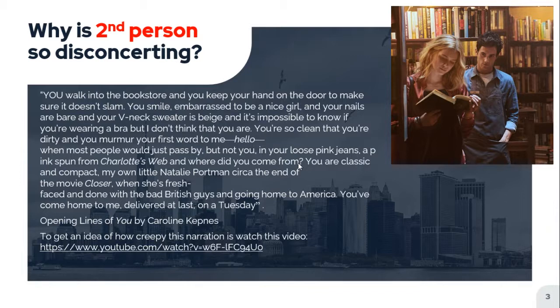You walk into the bookstore and you keep your hand on the door to make sure it doesn't slam. You smile, embarrassed to be a nice girl, and your nails are bare and your V-neck sweater is beige, and it's impossible to know if you're wearing a bra. But I don't think that you are. You're so clean that you're dirty, and you murmur your first word to me, hello, when most people would just pass by. But not you in your loose pink jeans, a pink spun from Charlotte's Web.